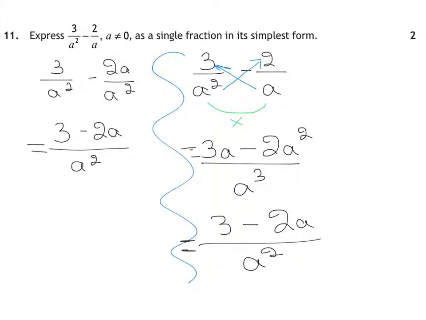Marking scheme. Right, you are getting a mark for your 2a over a squared, and then a mark for putting it all together. If you do this other method, again, you're going to get a mark for that a cubed and for multiplying through there, and then for tidying up at the end.